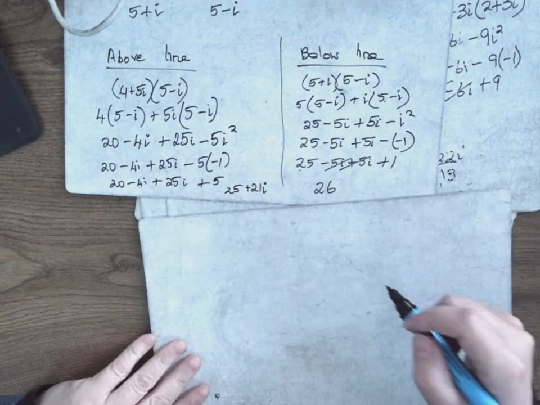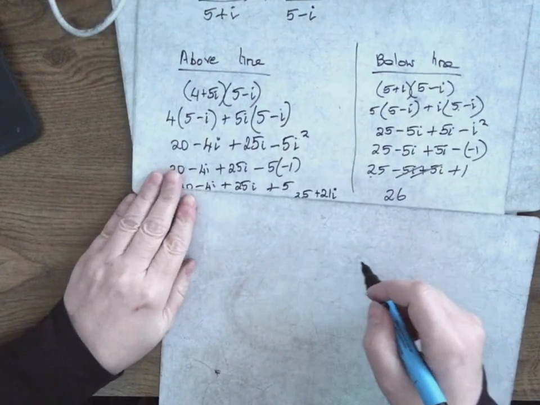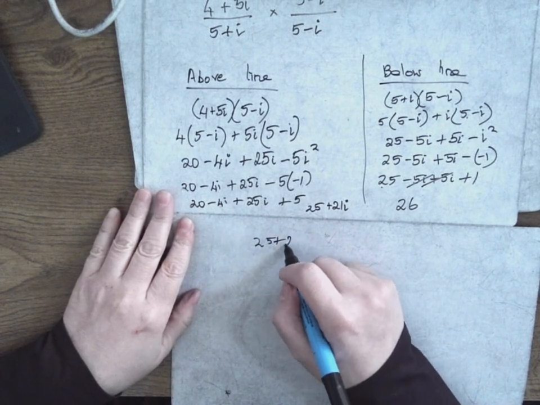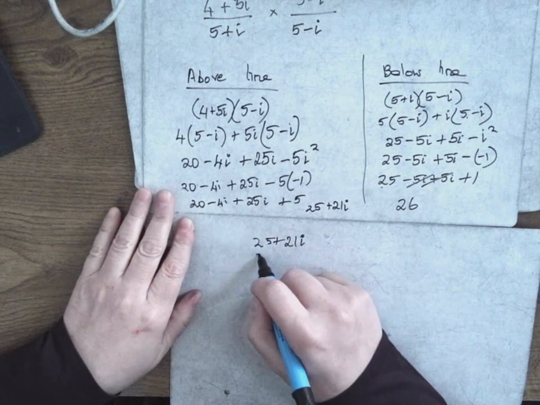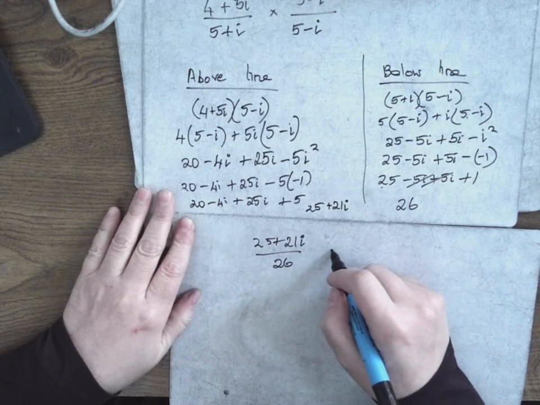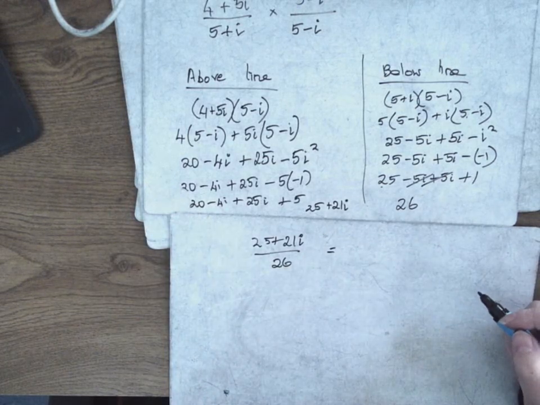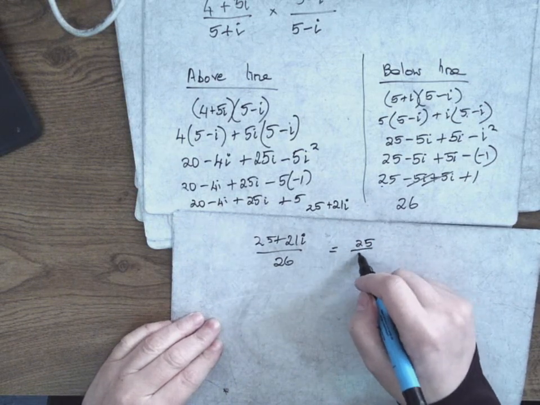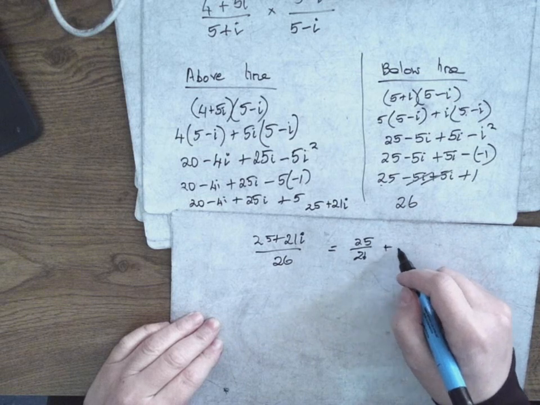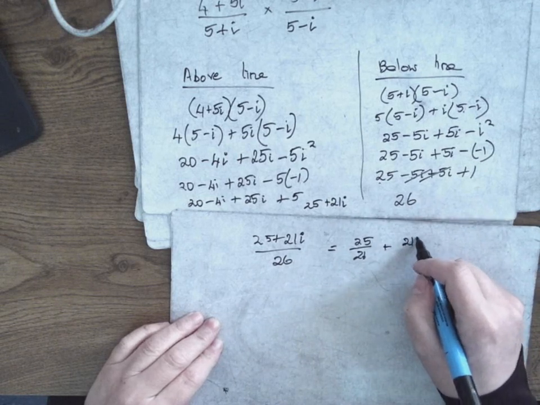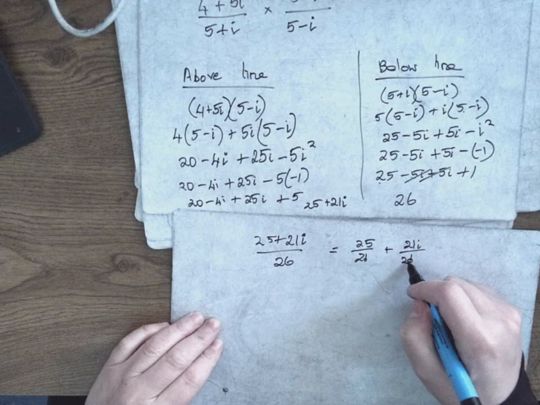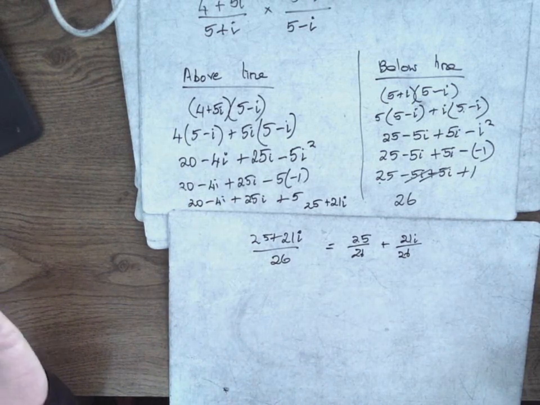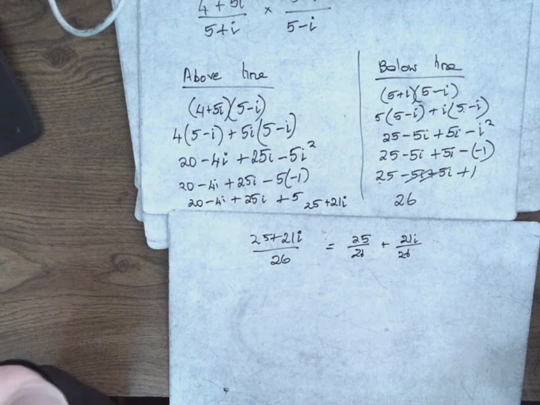So above the line, I got 25 plus 21i. Below the line, I got 26. And I want to get you into the habit of splitting it up. 25 over 26, just put each term over 26, plus 21i over 26. So we don't like to share, so each one gets their own 26. Okay, is that right? That's your answer. What do you think? They're long, but they're not too bad.